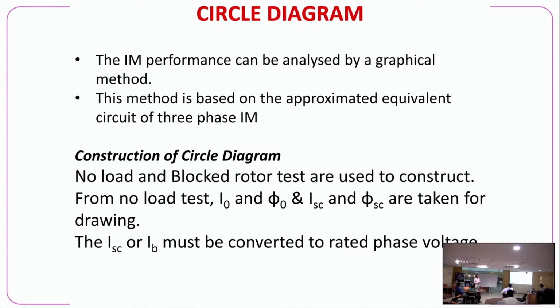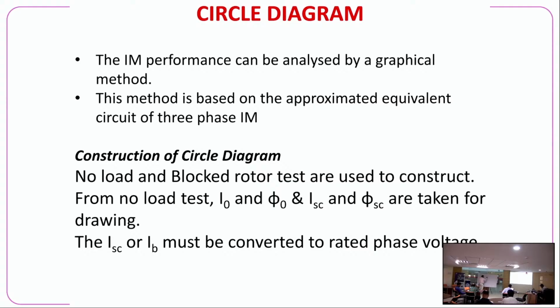So how to do it? For example, we are doing the short circuit test, the block rotor test. We have applied a voltage VSC, the short circuit voltage, which circulates the current ISC, which is the full load current. Full load current is circulated. VSC is not the rated voltage, it is very small compared to the rated voltage, but we have to find the short circuit current at the rated voltage.